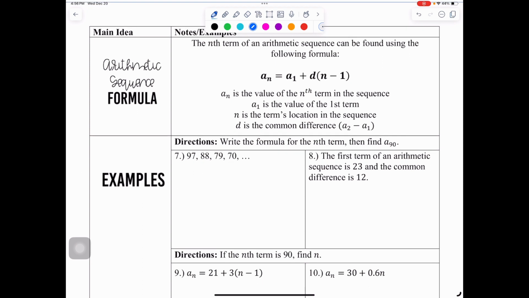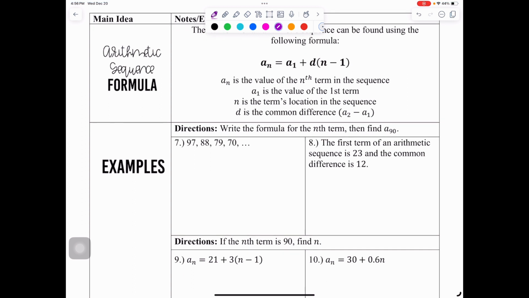So in number 7, I see 97, 88, 79, 70. In order to fill in this formula, we always need to find the first term, and we always need to fill in the common difference. The a sub n, the n, and the minus 1 will always stay. So if I want to figure out what is happening, I can take the second term, 88, and subtract the term that came before it. And I would be able to figure out what the common difference is.